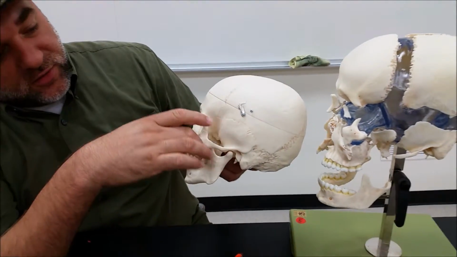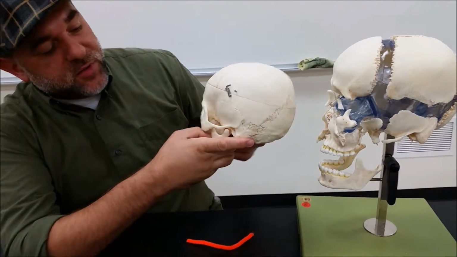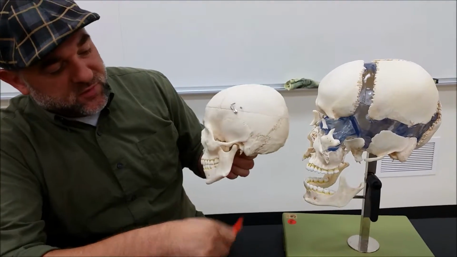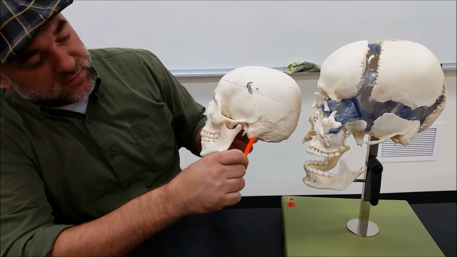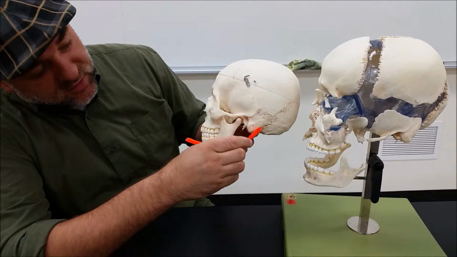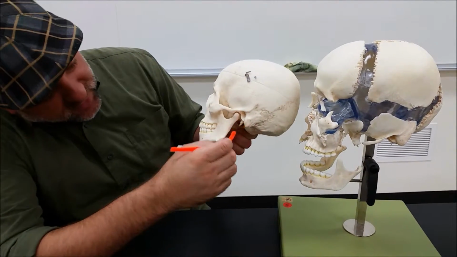So we can actually see all these muscles here. There are a couple other processes that I'm going to talk about while I'm here, and one of them is this one here, called the mastoid process. Mastoid means breast, and to someone, this looked like a breast, so they called it the mastoid process.